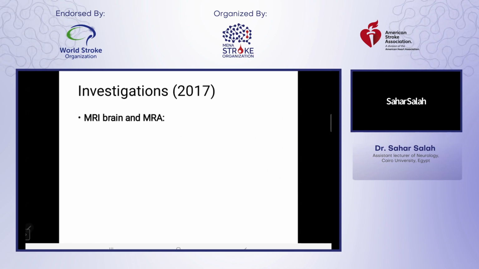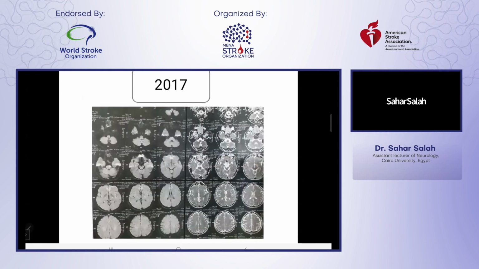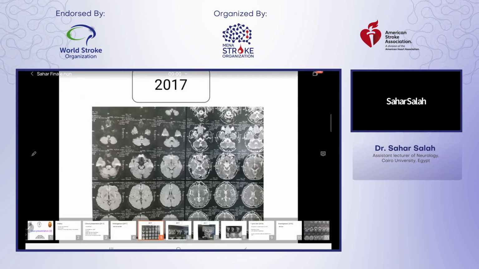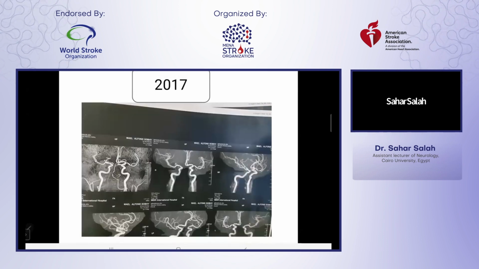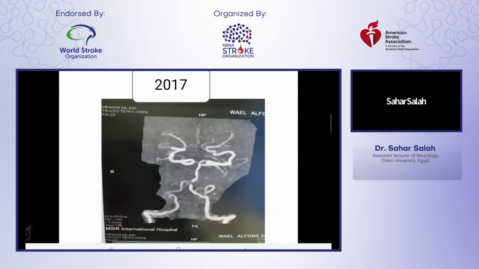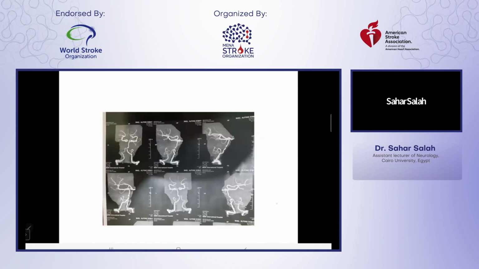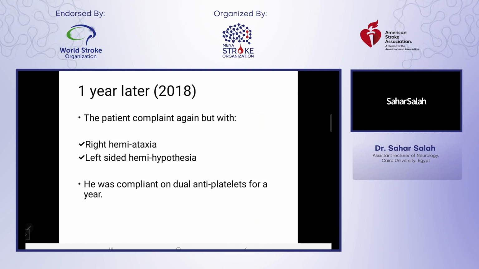For these symptoms, the patient was investigated. MRI brain and MRA were done, and they showed a small area of left pontine restricted diffusion. MRA was unremarkable. It just showed a tortuous course of the vessel, but there was no significant stenosis. So the patient was instructed to start dual antiplatelet. This event happened earlier in 2017.